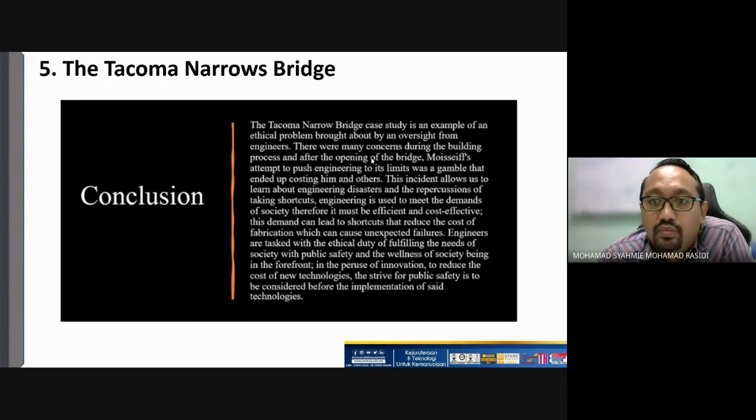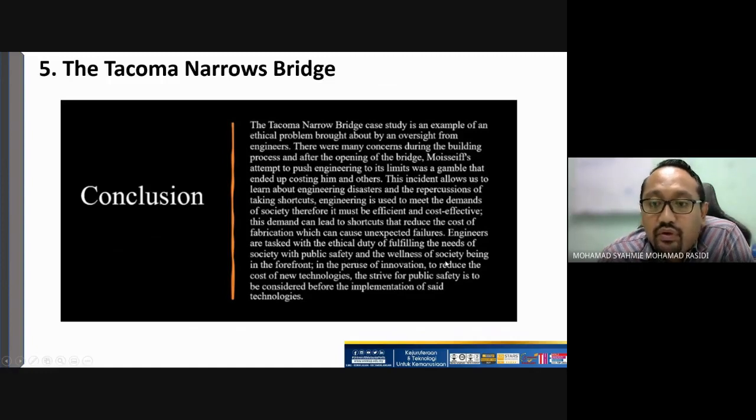Engineering is used to meet the demands of society. Therefore, it must be efficient and cost-effective. This demand can lead to shortcuts that reduce the cost of fabrication, which can cause unexpected failures. Engineers are tasked with the ethical duty of fulfilling the needs of society, with public safety and the wellness of society being at the forefront. So this is the most important: the public safety and the wellness of society.